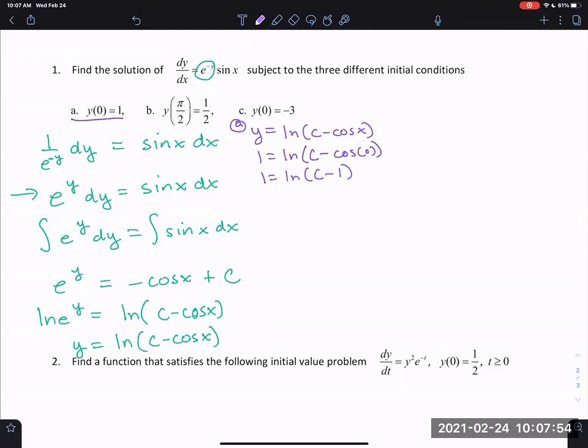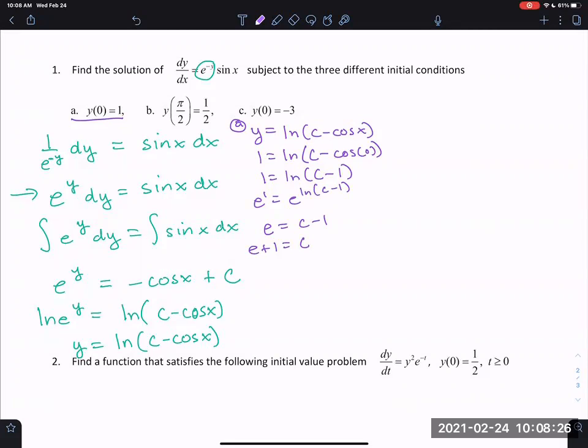Okay, so that's not a good c value, right? We need c equals. Well, then we're exponentiating, right? E to the 1 equals e to the ln of c minus 1, which then just means e is equal to c minus 1. All right. So that's our c value. A little weird, right? E plus 1, but that's a number. It's 2 point whatever plus 1. So 3 point whatever.